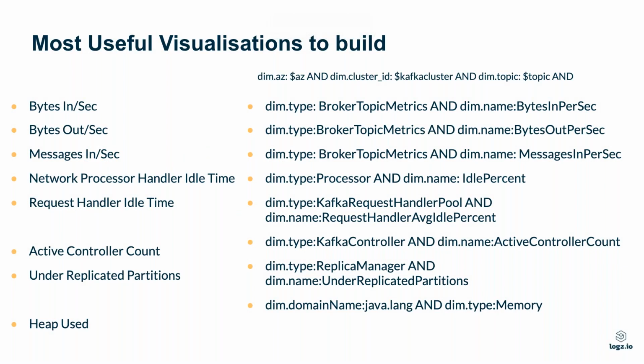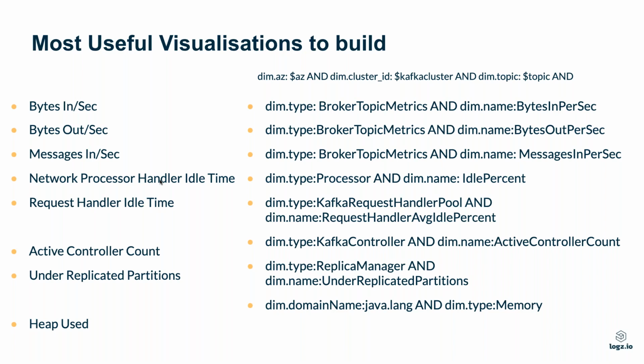This is a little bit of hints about what I find most useful to look at when I look at my Kafka clusters' metrics. The bytes in per second, the bytes out, messages in per second. For these three metrics I put here at the top, you can see that they all include filtering by AZ, by Kafka cluster and topic, and then the exact type and metric name that I'm going to be looking at.